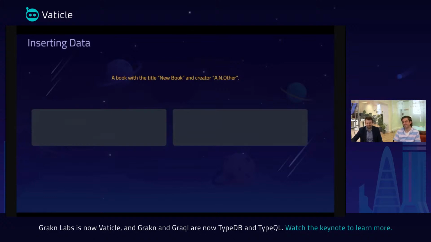So let's look at how we insert data. We can compare between RDF, SPARQL, and TypeDB. So let's say we want to insert a book with a title, new book, and creator, other.